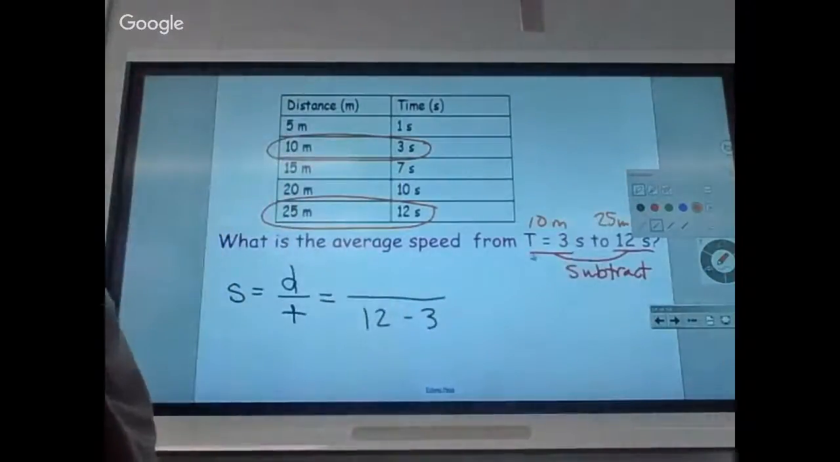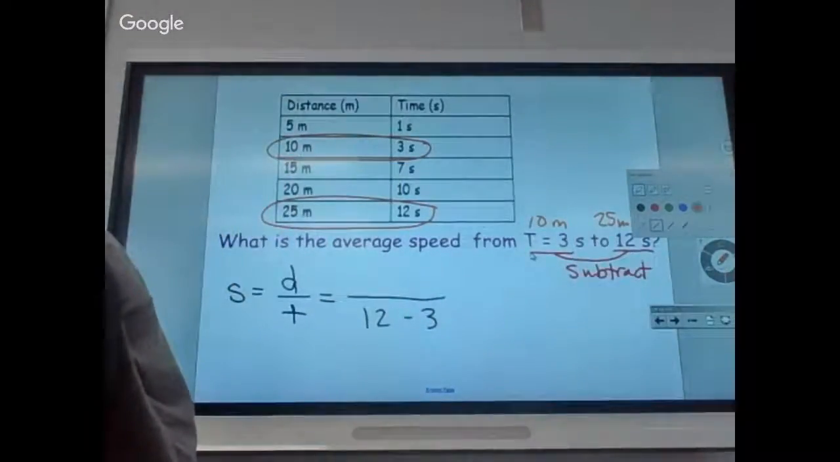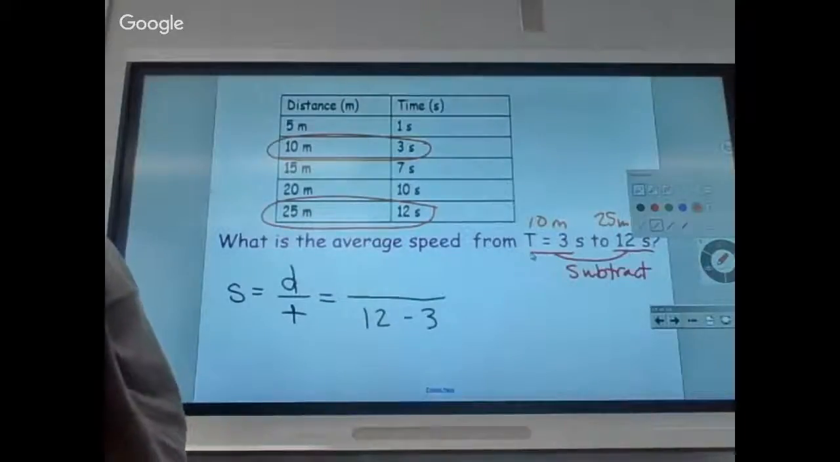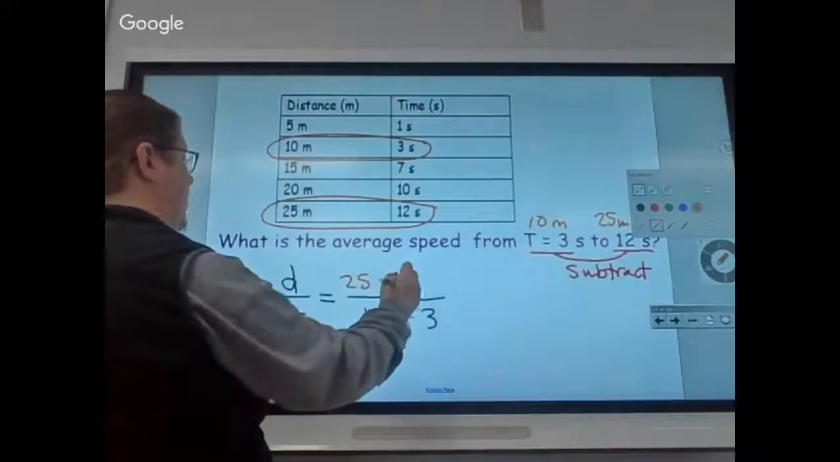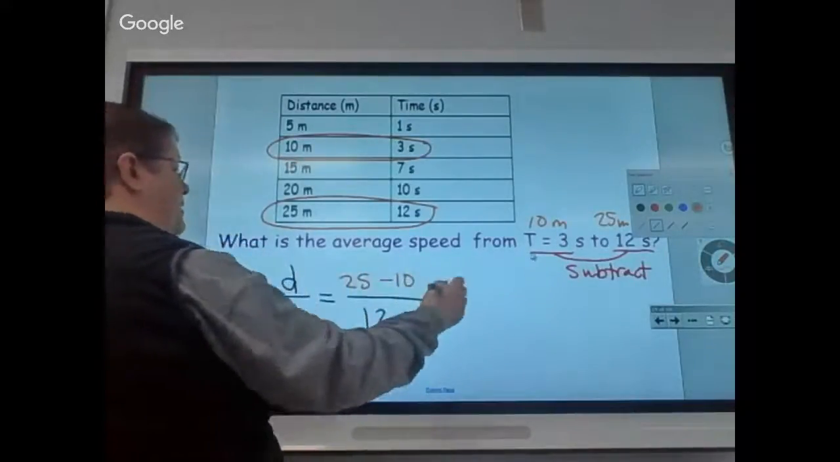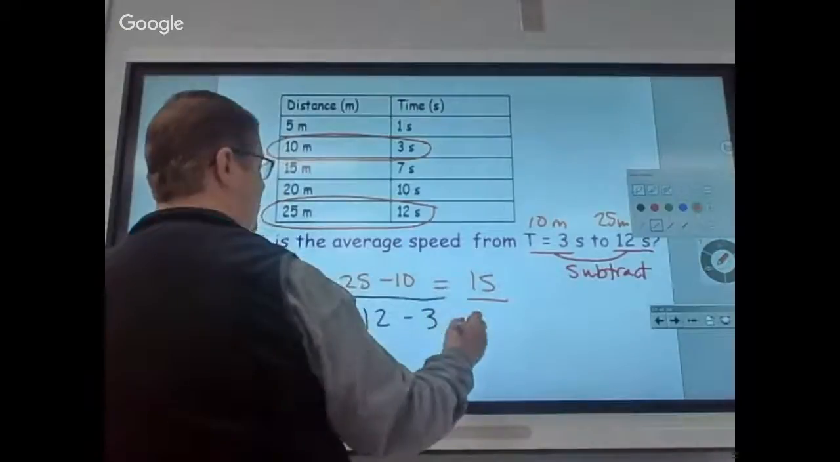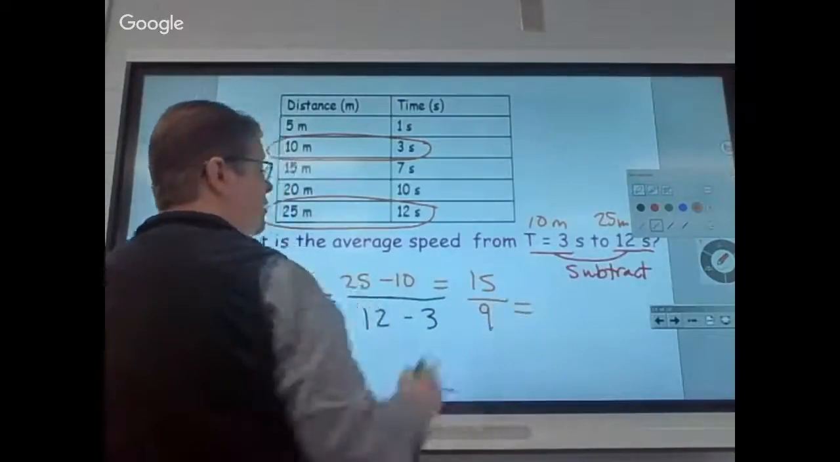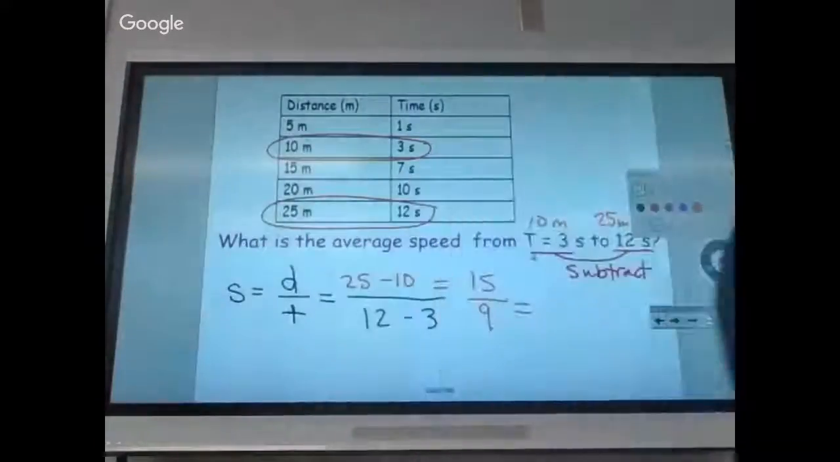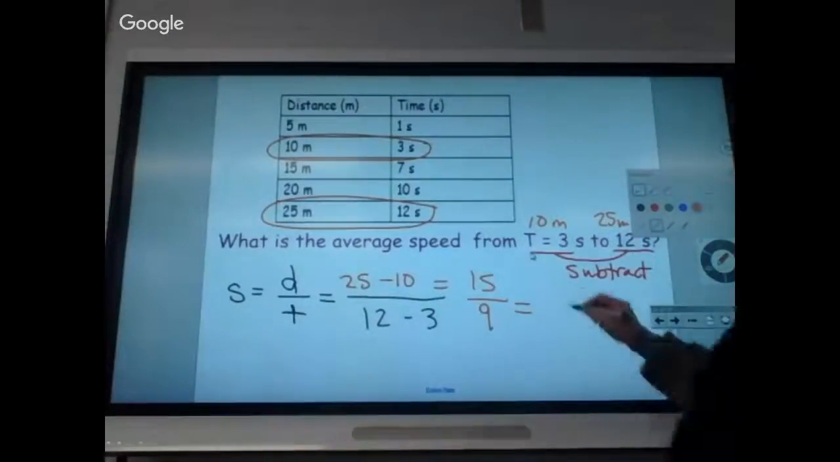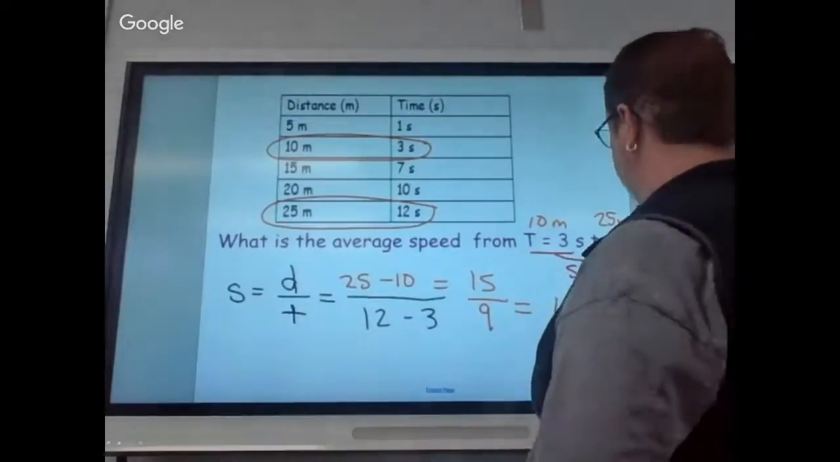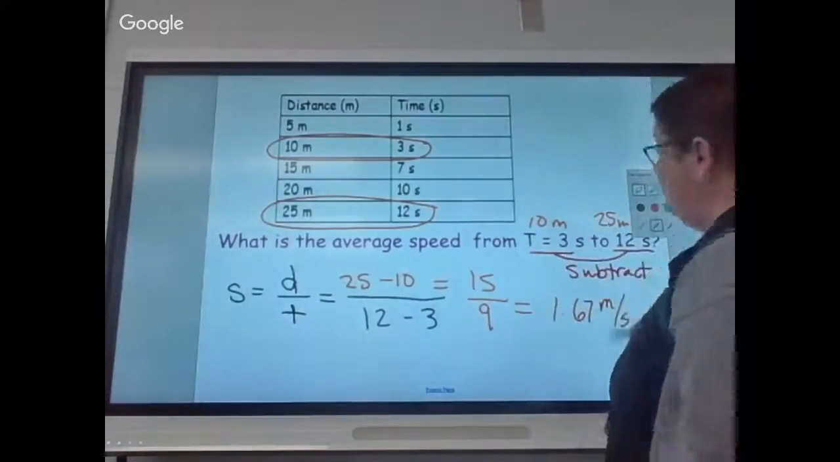Now, just like with the times, what are you going to do with the 2 distances? You're going to subtract them. So 25 minus 10 is 15. 12 minus 3 is 9. So 15 divided by 9. Helps if my fingers work. And you get 1.67 meters over seconds.